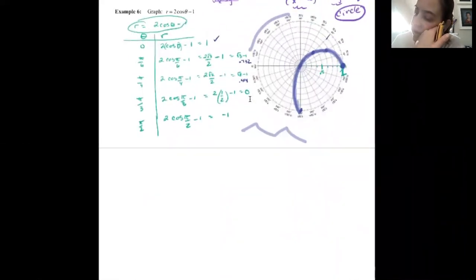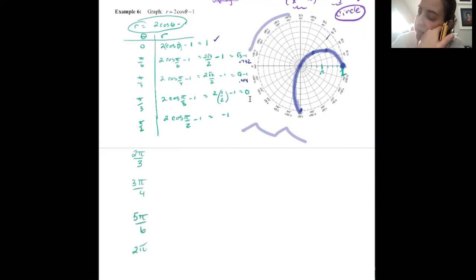So let's do 2 pi over 3. Let's do 3 pi over 4. And let's do 5 pi over 6. And let's do 2 pi. And we'll see what happens from there.